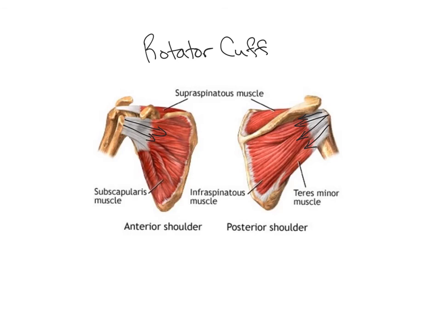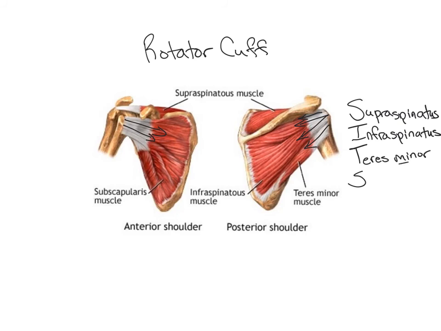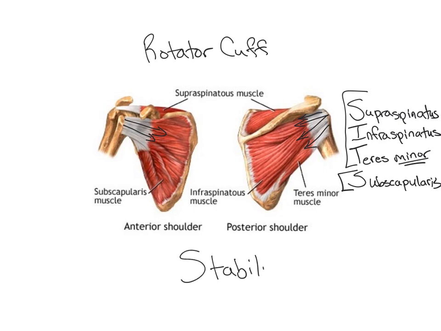The way to remember these muscles is to think of the acronym SITS. So we have our supraspinatus, our infraspinatus, teres minor, and then our subscapularis. Okay, these three are located on the posterior side, while this one is located on the anterior side. Again, their key purpose is to add stability to the glenohumeral joint.